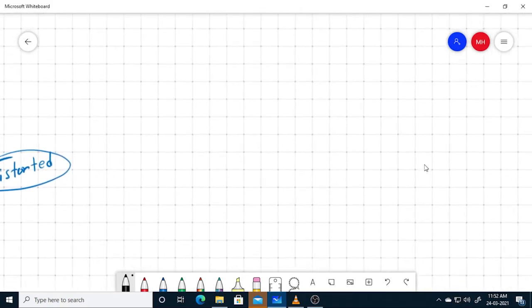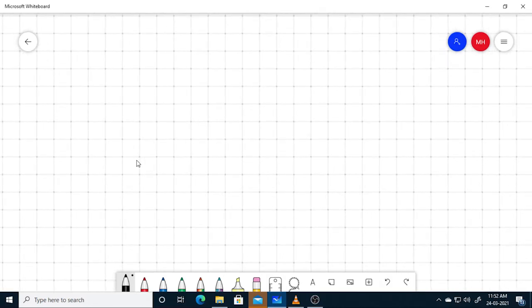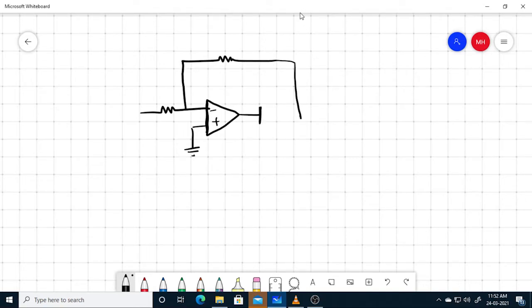Okay, let me first find a good spot. Okay, this is not a good spot, this is a good spot. So for the full wave precision rectifier, let me first draw the circuit. This is my positive terminal. This is my negative terminal. Let me first draw it like this. My D1 is here, my D2 is here. Name them D1, D2. This is R2 and this is R1. We'll have an input here, like this. This is Vin.